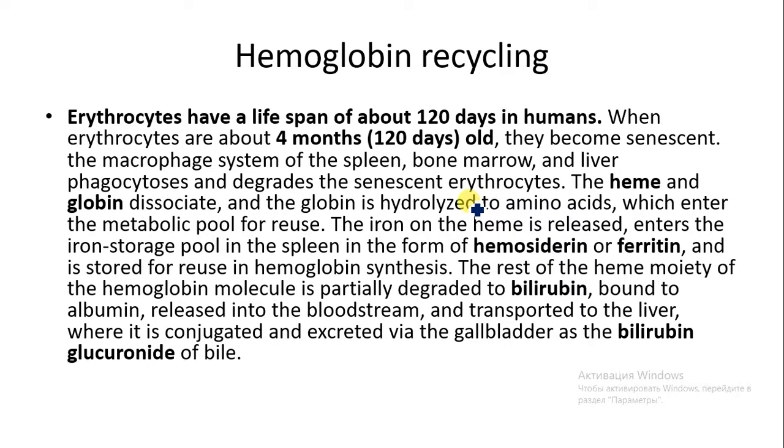And the degradation of erythrocytes goes in this way. Hemoglobin, you remember, is composed of a porphyrin ring with iron in the middle, iron +2, and attached to proteins, alpha globin and beta globin.